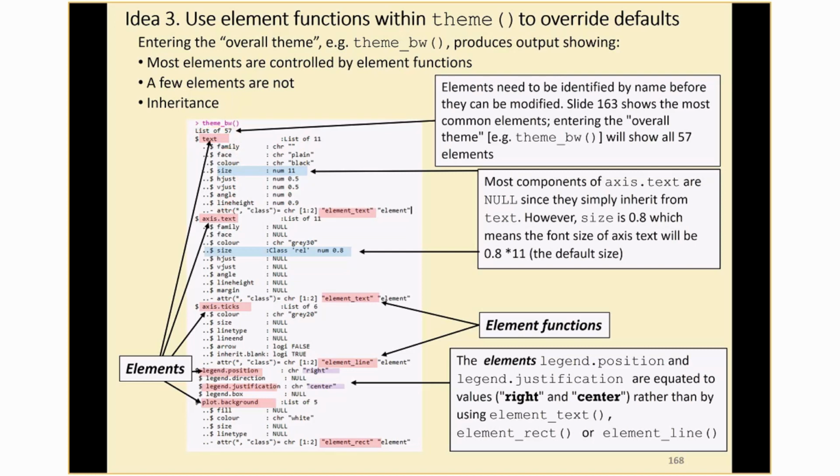But also worth noting is that, for example, although for color it's black for text, for the axis text it's been overridden to be gray 30, which is kind of a light gray, and the size of text overall is 11, but the axis text is going to have this num 0.8, which means that the initial text size of 11 is going to be multiplied by 0.8 to give the size of the axis text.